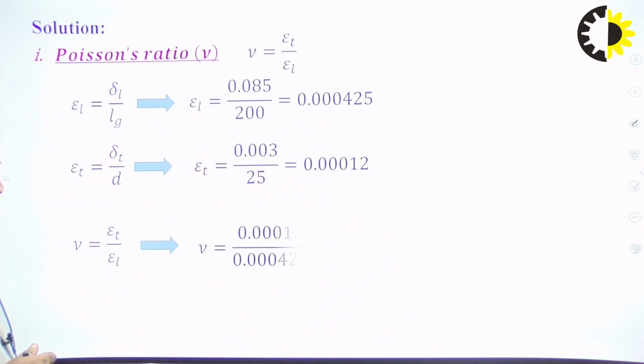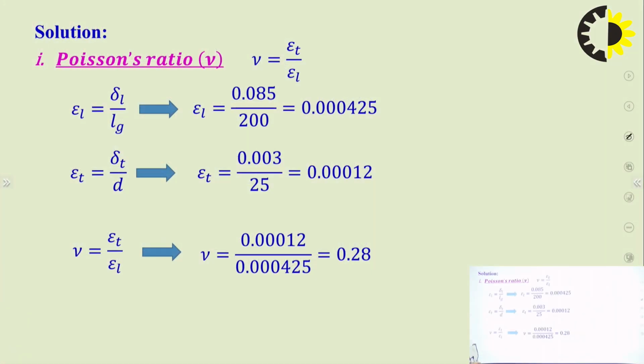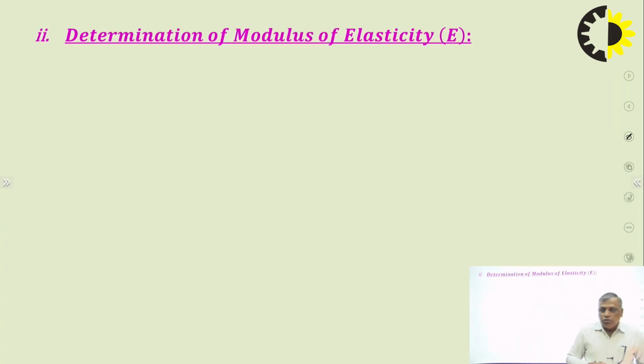So this is 0.00012 upon 0.000425. So Poisson ratio for the material of the bar is 0.28. We have determined that. Now the modulus of elasticity. And in the last lecture, we have also determined the modulus of elasticity.